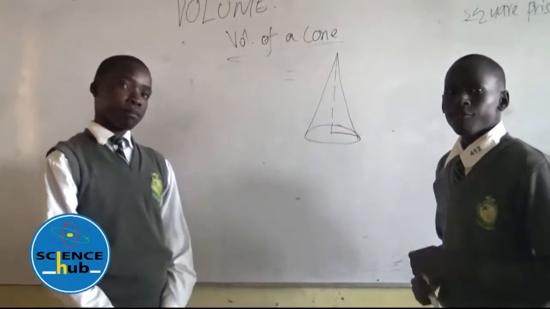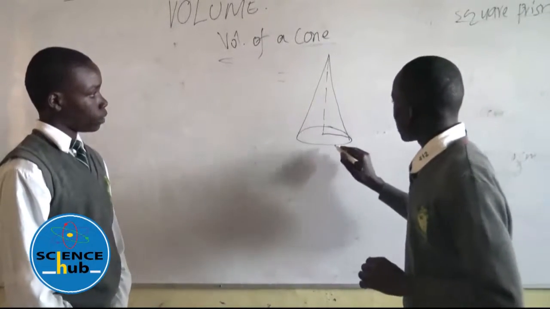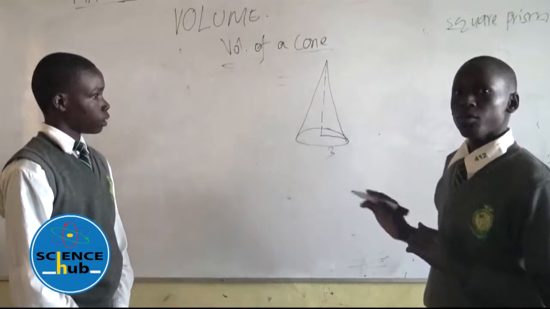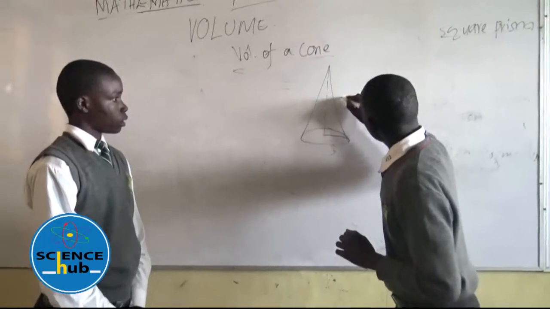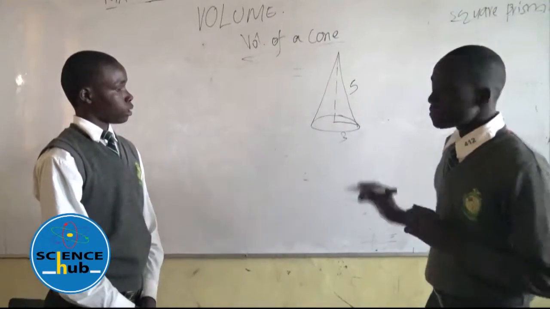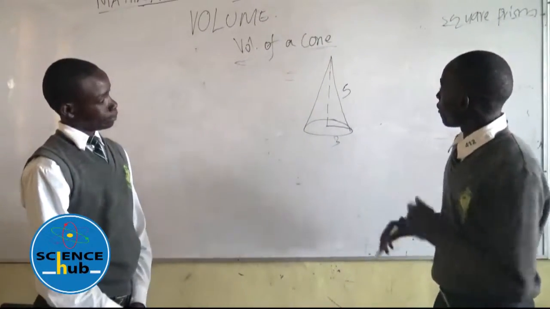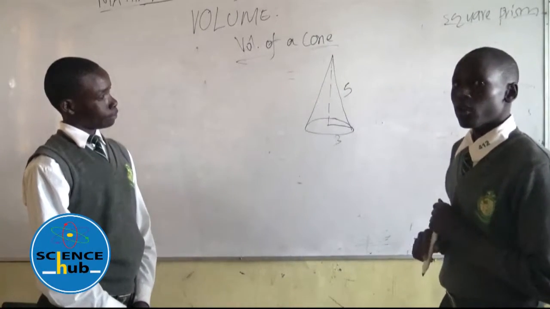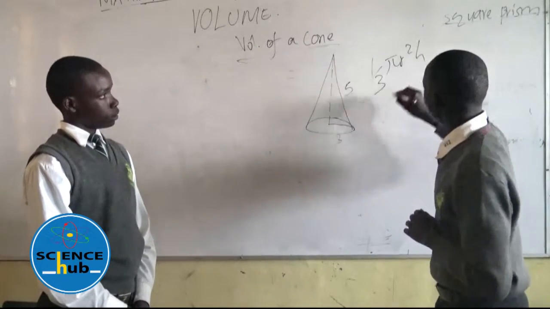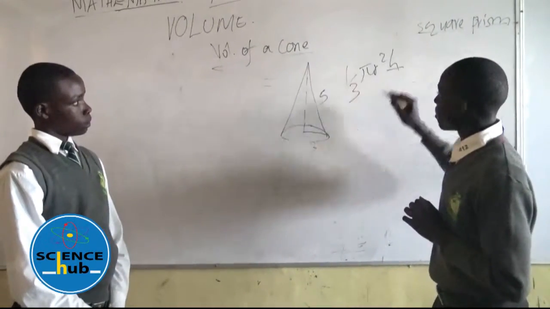When you're being told to find the volume of a cone, being given the radius, let's take for example, as 3, and the perpendicular length of the cone being 5, then first you need to identify the formula that you need to use so as to find the volume of this cone. To find the volume of a cone, you use the formula a third pi r squared h. So in this particular case, we're going to use the height but not the length.